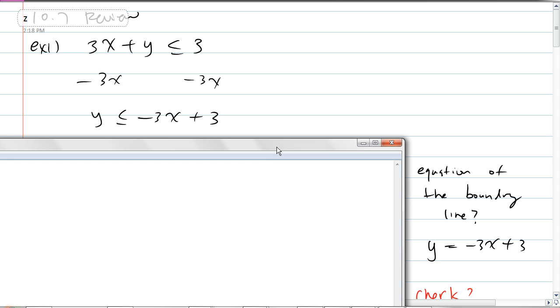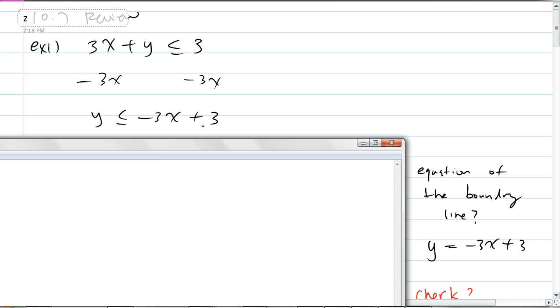Now, here comes the part where a lot of you messed up. Do we shade above or below? Below. How many people say below? Raise your hand. How many people say above? How many people are not so sure? Okay. Yes, it says y is less than. That's a hint. Y is less than. When it was equal to, it was this line, wasn't it?